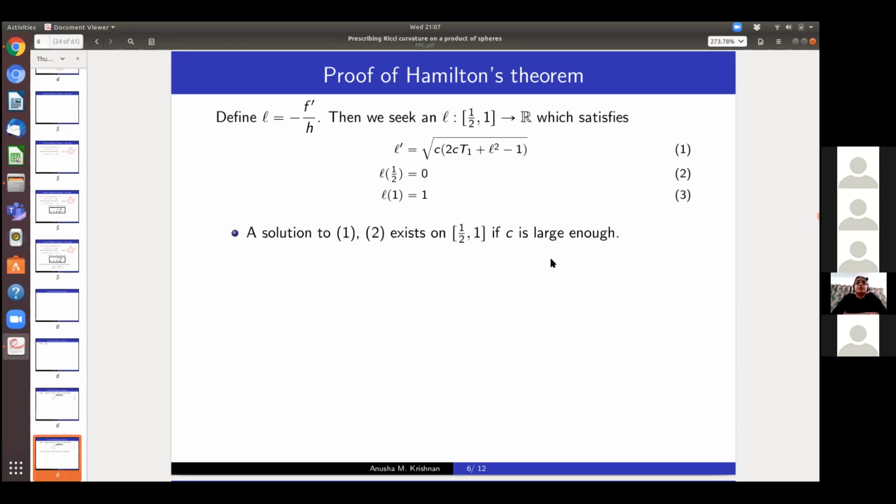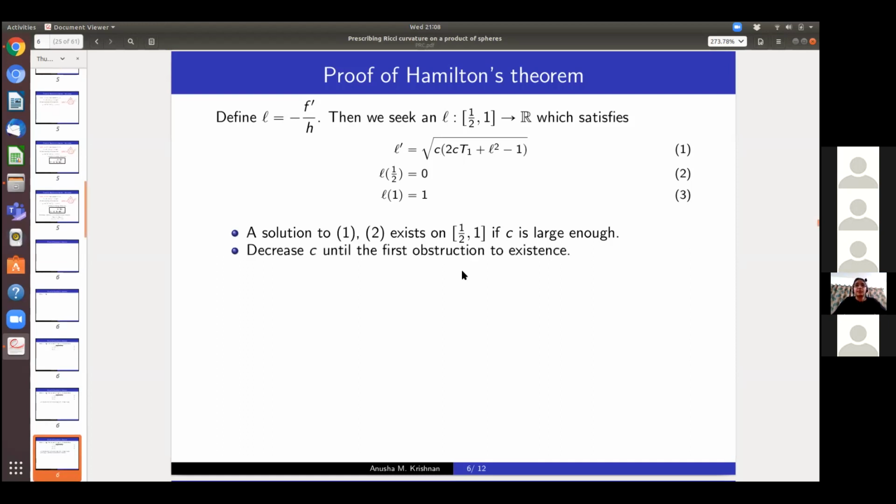So a solution to 1 and 2, which means start with the initial condition L of 1/2 is 0 and solve this ODE, exists certainly if C is large enough. Notice that the only possible thing that goes wrong here is if you have something negative in the square root, but by the conditions on T1, since T1 itself corresponds to a metric, and if we assume C is large enough, we can guarantee that the stuff in the square root is non-negative. So you can start off the solution from T equals 1/2 all the way up to T equals 1, provided C is large enough.